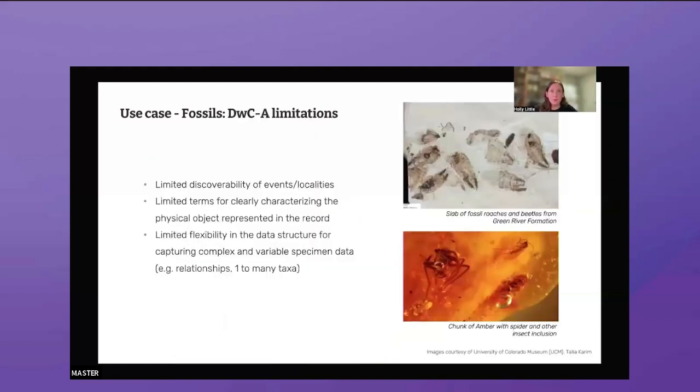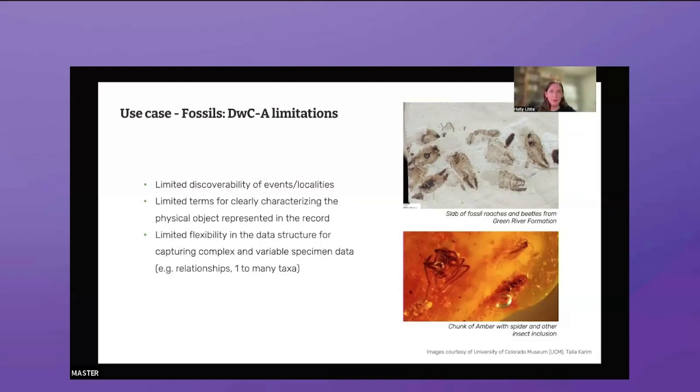Paleo collections have, of course, been publishing data mapped to Darwin Core using the Darwin Core Archive model as long as it has existed. But that version does have limitations for meeting our data publishing goals. Events and localities are critical for paleo research. While that data can be shared with the Darwin Core Archive, it often has limited discoverability.